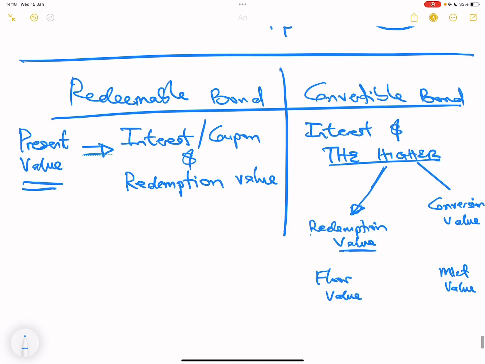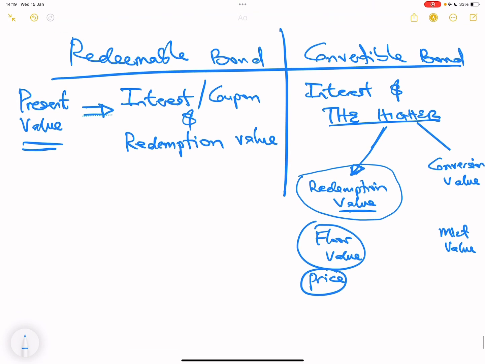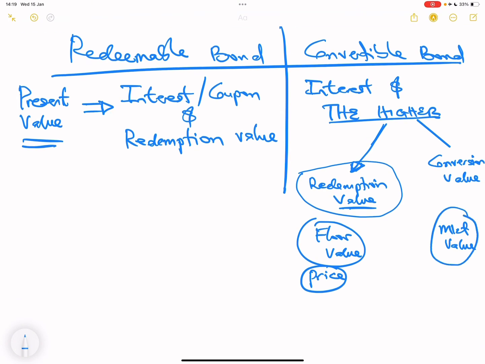So if you use the redemption value, disregarding the conversion value, what you will get is a floor value. That is the price you get, called the floor value. Why it's called floor value is because that should be the worst case scenario for that bond. Because if the conversion value gives a higher value, then that should be the market value. So you always test for conversion.